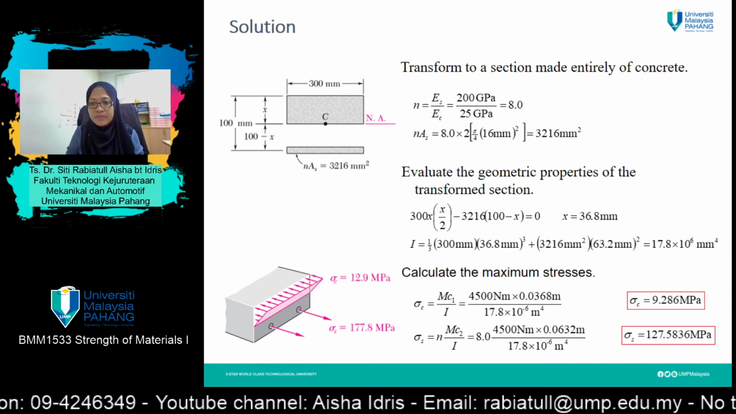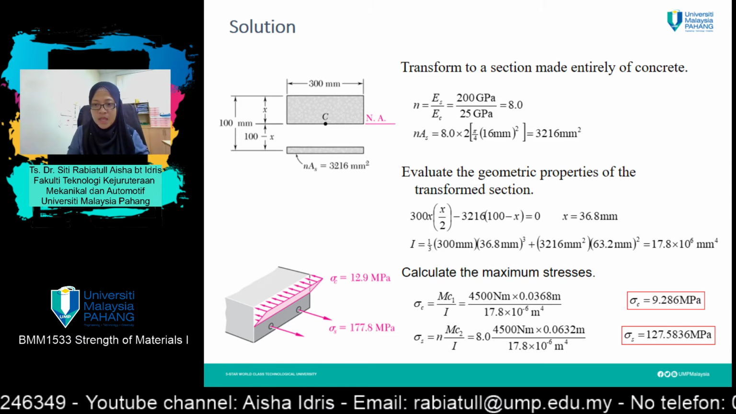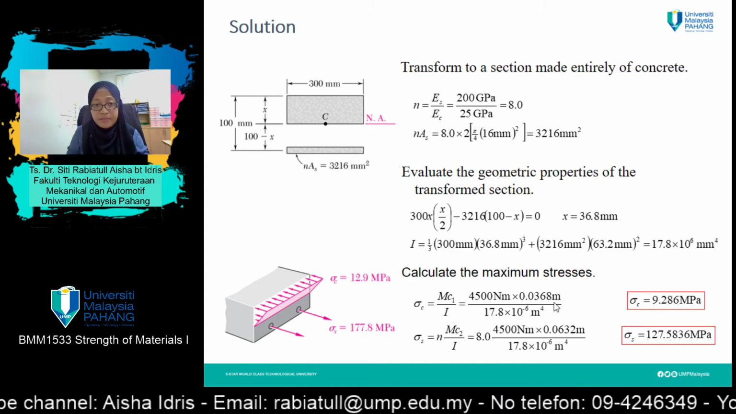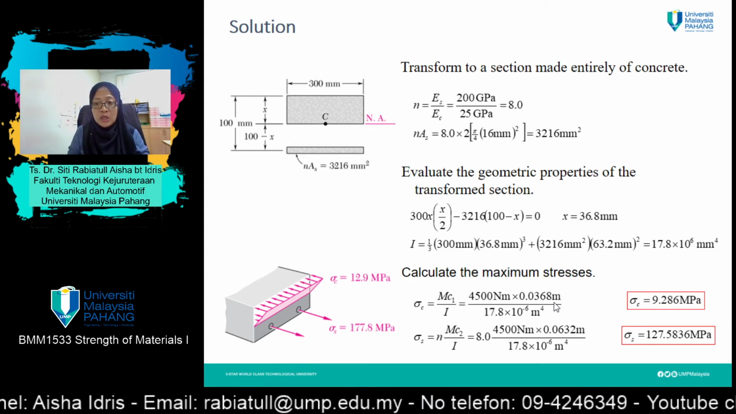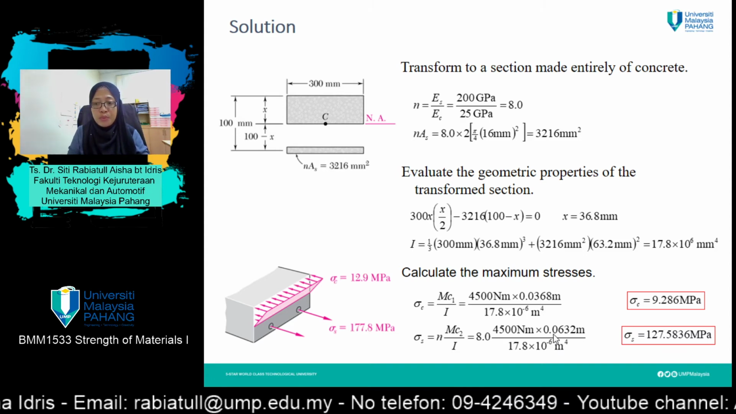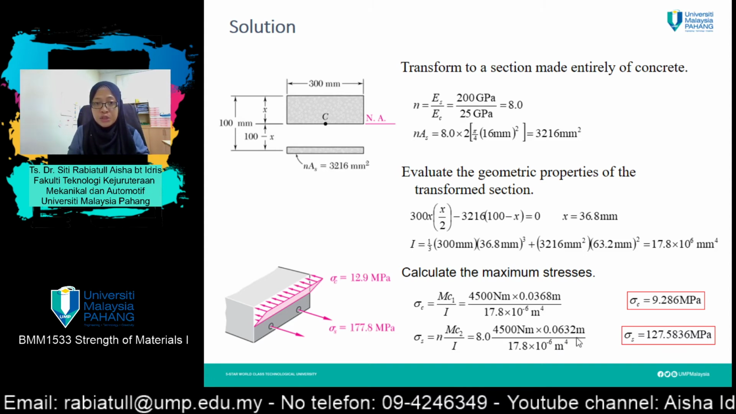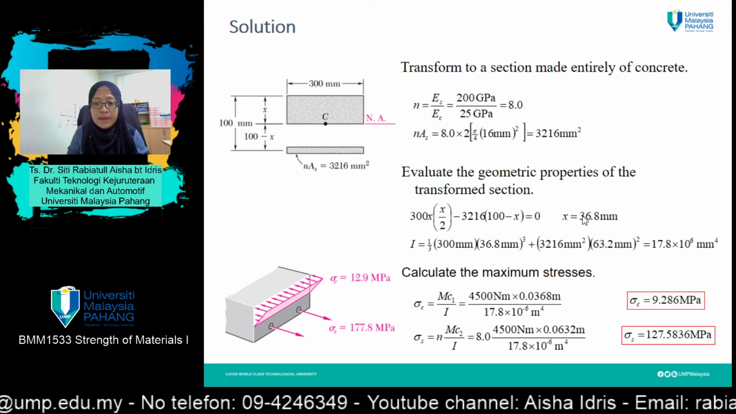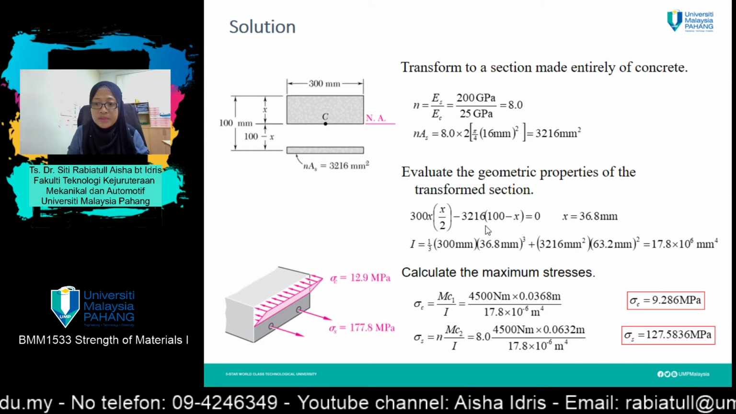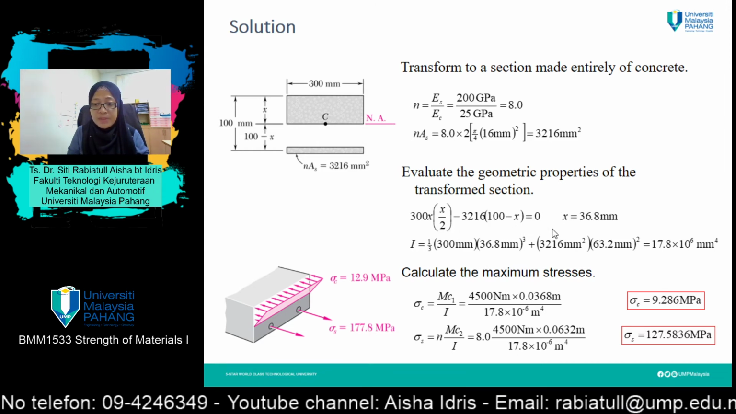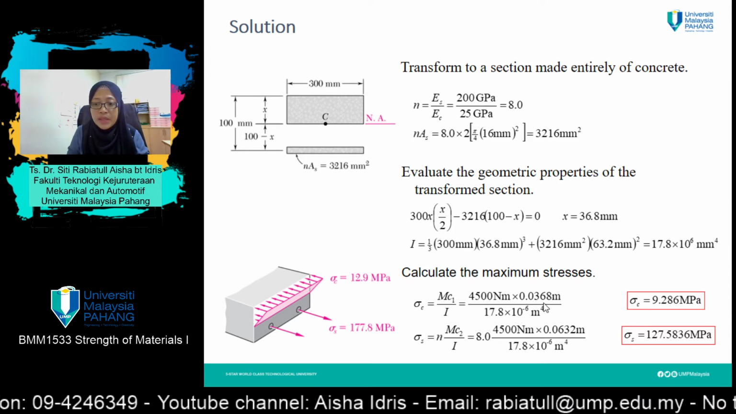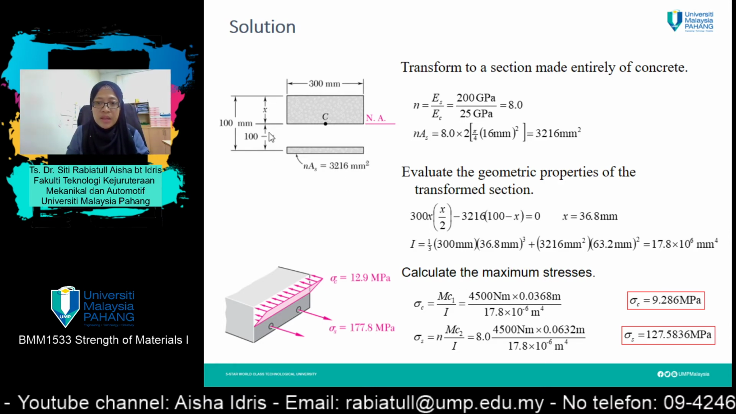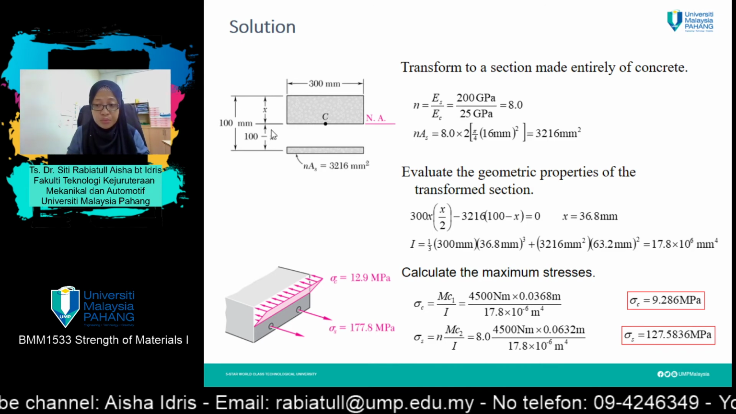How do you find the value of 0.0368 here, or how do you find 0.0632 here? It comes from the value of x. If you refer back to this calculation, then you will get the value of C1 and C2. So this one is C1 and the lower part is C2.